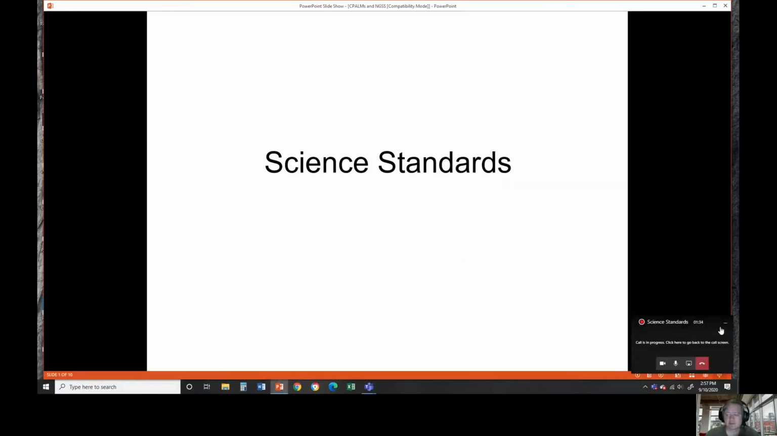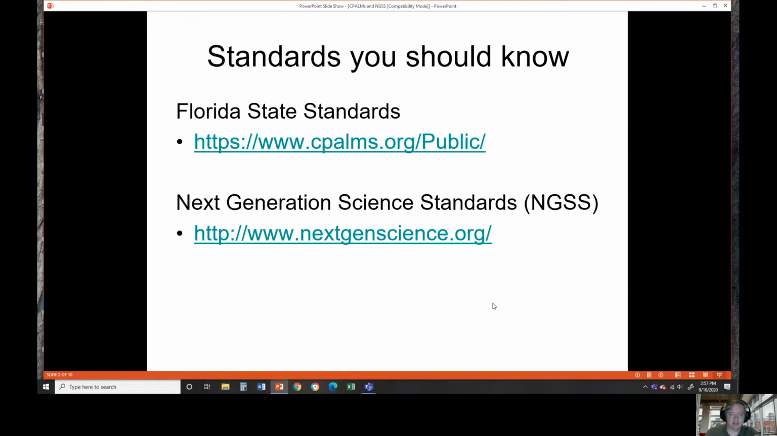Talking about different types of science standards, like I said, let's start with the Florida State Standards. We also have something called the Next Generation Science Standards. Though Florida hasn't adopted them, this is something that you're going to be interested in knowing about and possibly implementing in your classroom in some way.